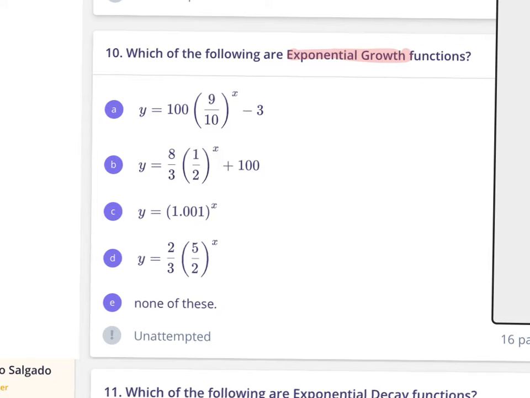Why are C and D growth? Because this is a base that's greater than 1. It's going to be growing very slowly, but it's still going to be growing. This is definitely greater than 1. 5/2 is 2.5. This is not greater than 1. That's not greater than 1. So the only growth functions are with the base greater than 1, C and D. It cannot be A, cannot be B. I hope we understand that. Moving on.